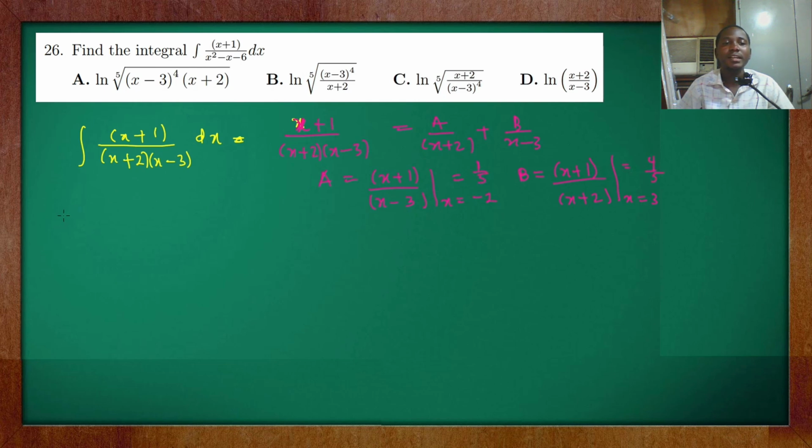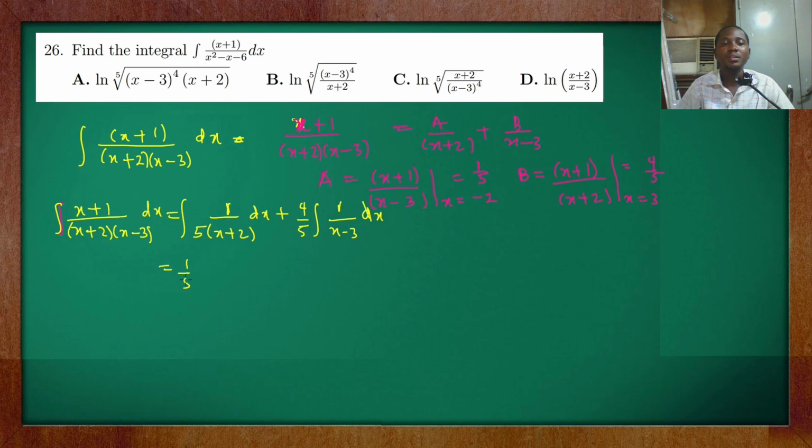So that means the integral of x plus 1 over x plus 2 multiplied by x minus 3 dx can be written as what? Our A is 1 over 5, so we have 1 over 5 multiplied by the integral of 1 over x plus 2 dx, then plus 4 over 5 integral of 1 over x minus 3 dx.